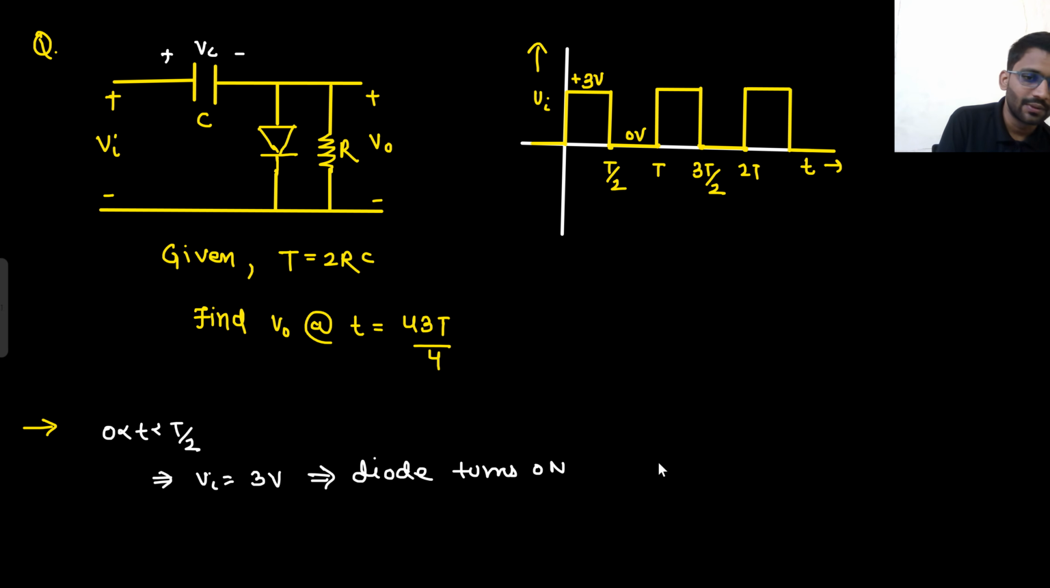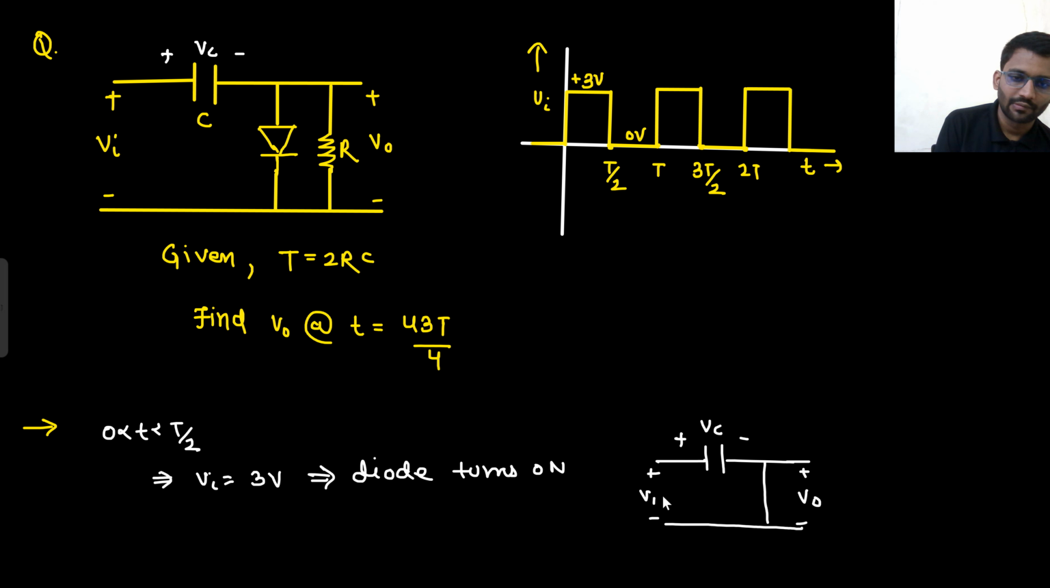So what is the condition now? Simply the capacitor, and there is no need of drawing the resistor because the resistor is shorted now. This is your output, and this is your VC. This is Vin. Your VC will be 3 volt because VC will simply follow the input. And what will be your V0? V0 will be 0 volt. So for 0 to T by 2, your VC waveform is 3 volt and V0 is 0 volt.